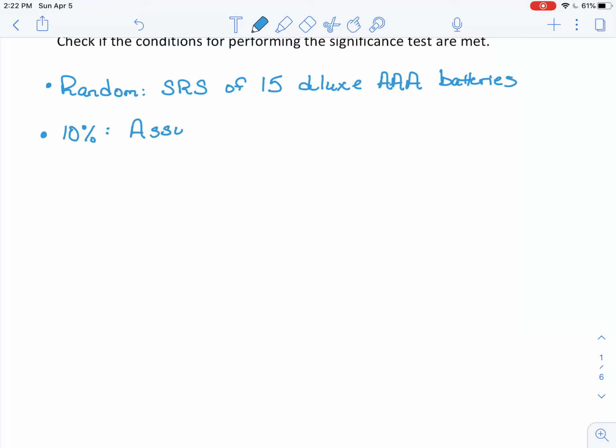Then we have to make sure that that random sample meets the 10% condition. We're going to have to make an assumption here. We don't actually know anything about the batteries produced at this company, so we're just going to be building this off the assumption that 15 is less than 10% of all their AAA batteries.